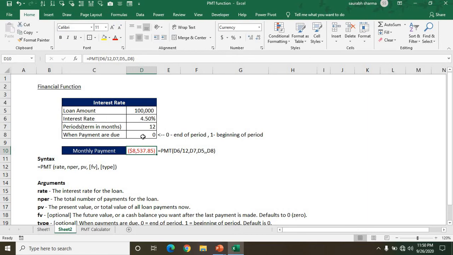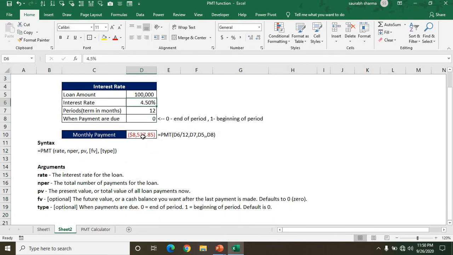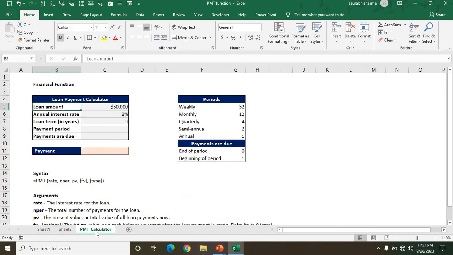So that's the reason they always ask whether you are making the payment at the start of the month or the end of the month. According to that option, your loan amount will change. EMI will change. One more example for PMT.